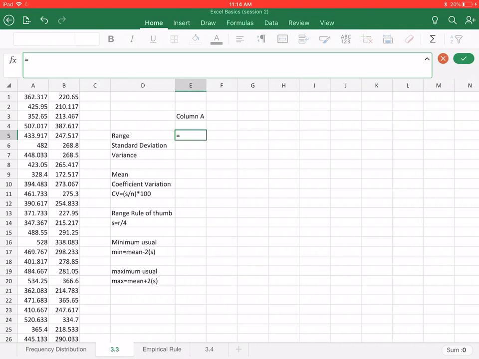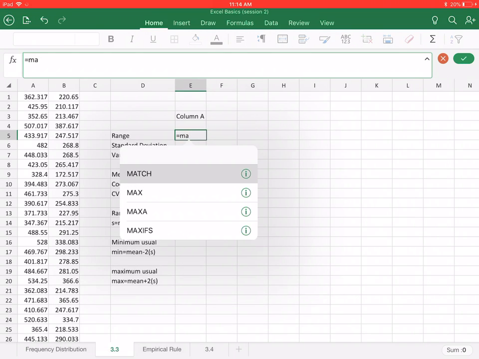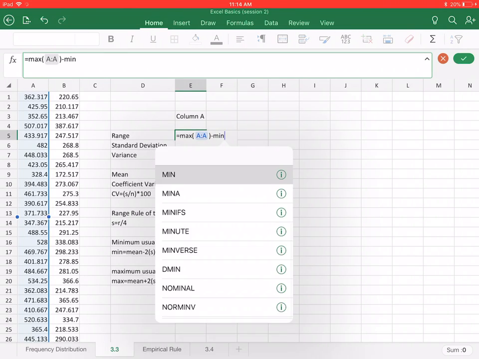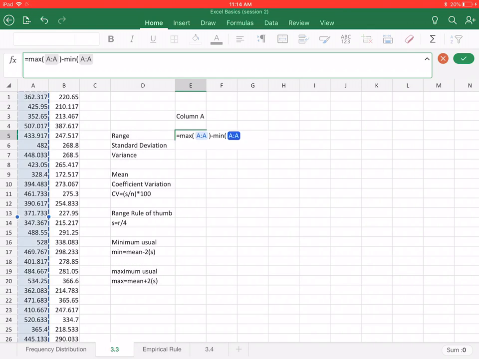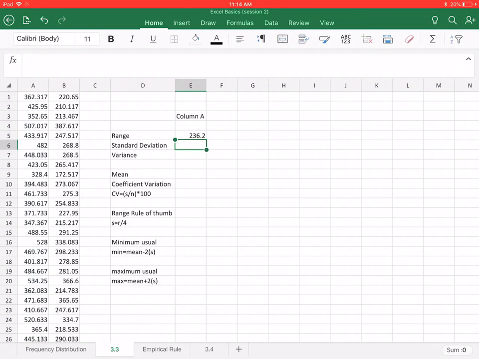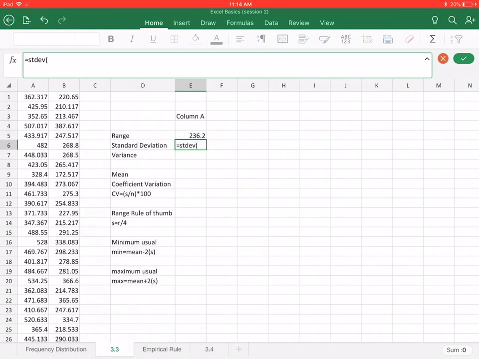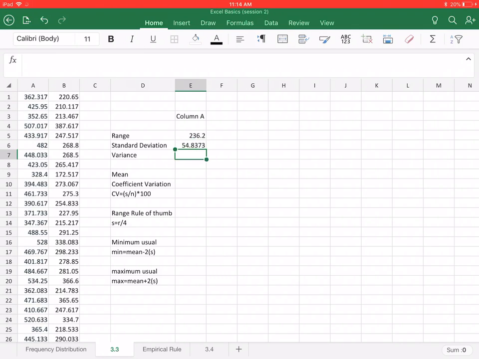So, as previously explained, the range is the maximum value minus the minimum value. So you can just do max of column A, and we're just going to use column A for right now, minus the minimum of column A. Alright, and just hit enter when you're done. Then standard deviation again is equals STDEV, and don't forget how important it is to use the equal sign. Just column A again, and you're done.